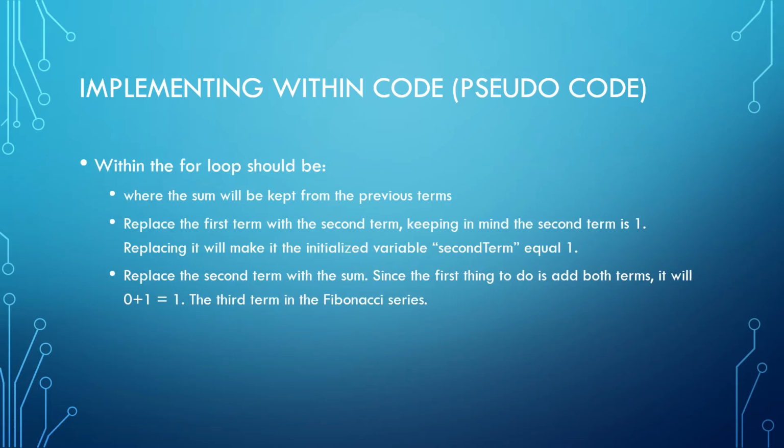Implementing within code. Within the for loop should be where the sum will be kept from the previous terms. Replace the first term with the second term, keeping in mind the second term is 1. Replacing it will make the initialized variable first term equal 1. Replace the second term with the sum. Since the first thing to do is add both terms, it will be 0 plus 1 equals 1, the third term in the Fibonacci series.